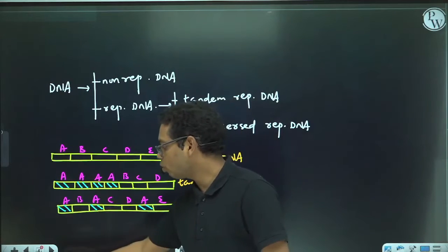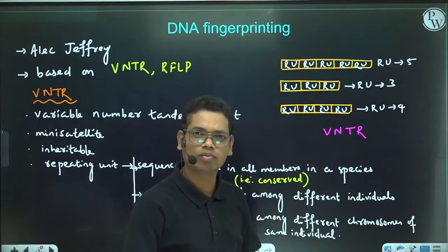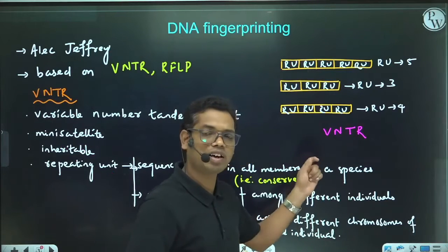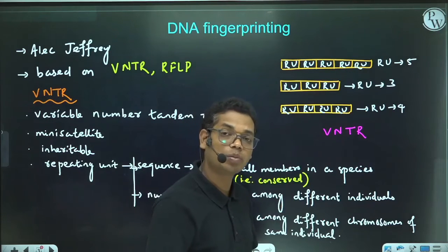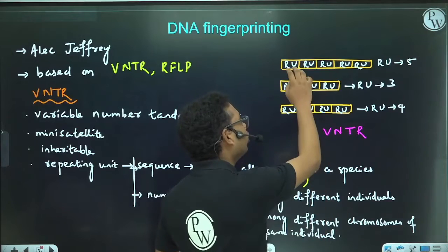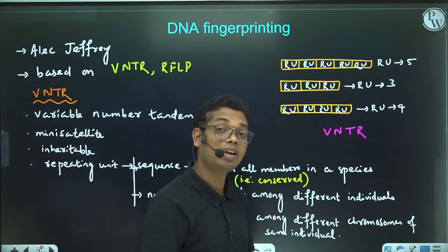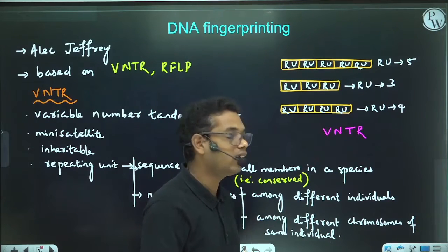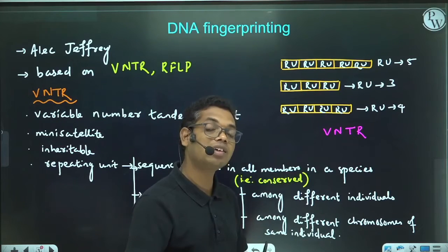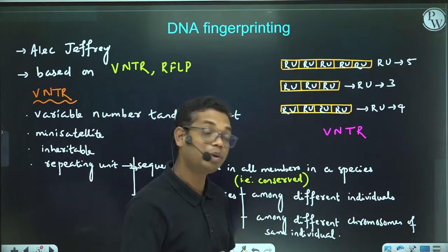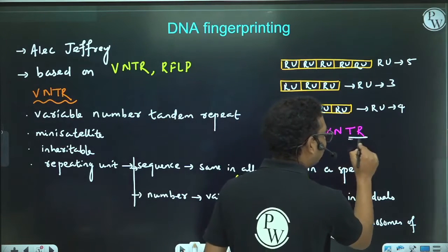Okay, so here I have taken some repetitive DNA molecules. RU stands for repeating unit, and in all these cases you can clearly see that the repeating unit is present continuously. So all these DNA will be called tandem repetitive DNA. And these DNA molecules show some variations. Variation in what? The number of repeating units. And because these are tandemly repetitive DNA, I will call this DNA TR, tandem repetitive DNA.